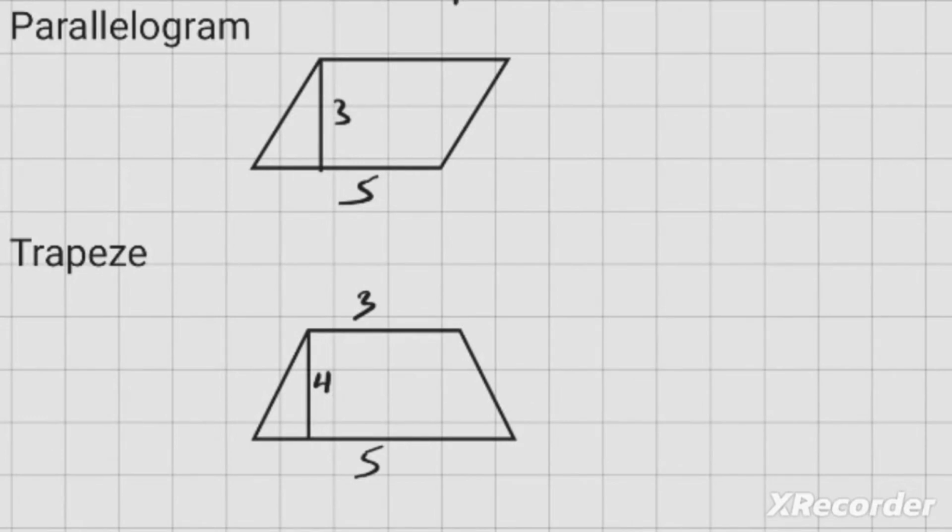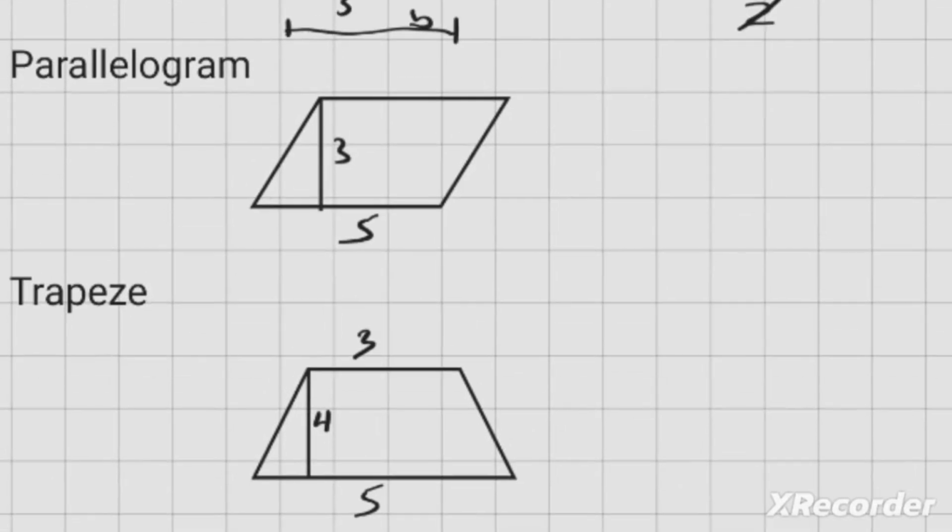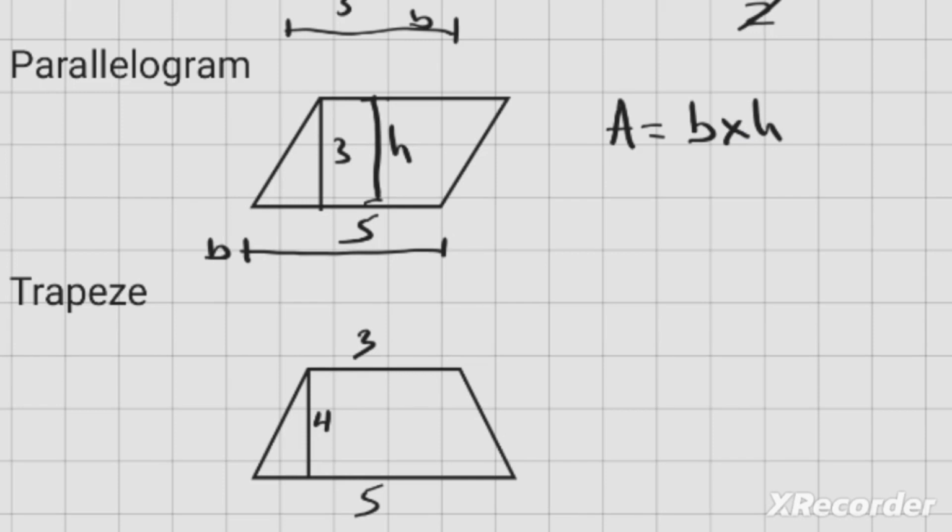Next we have the parallelogram. So this whole thing is the base, and from here to here it's the height. So the area is just base times height, exactly like the rectangle. So we have 5 as the base and 3 as the height, so the answer would just be 15. The area is just base times height, similar to the rectangle.